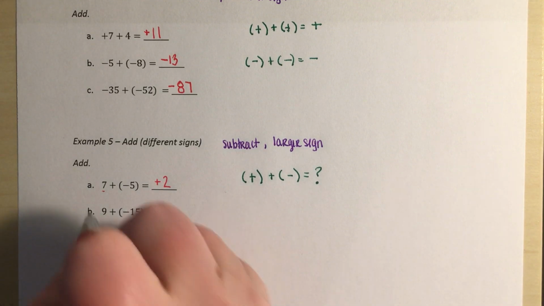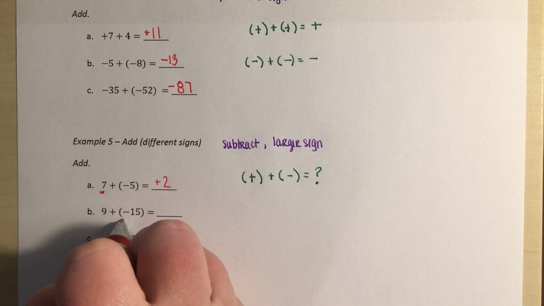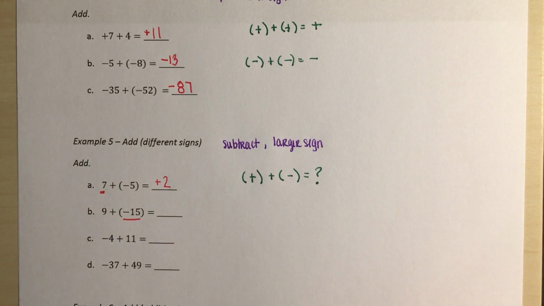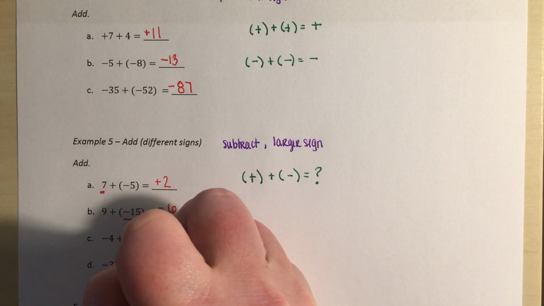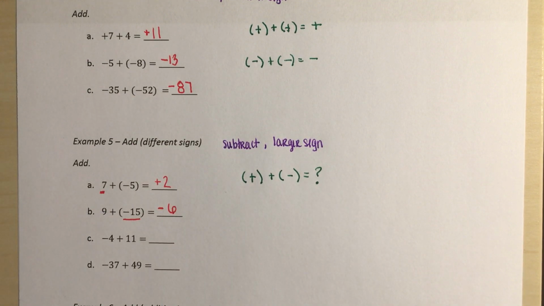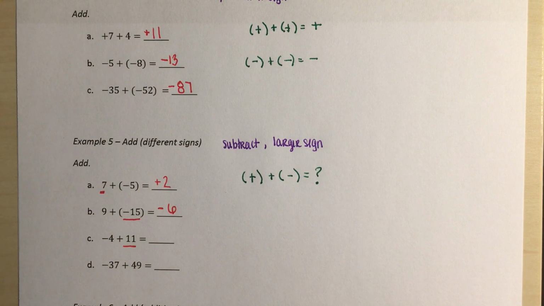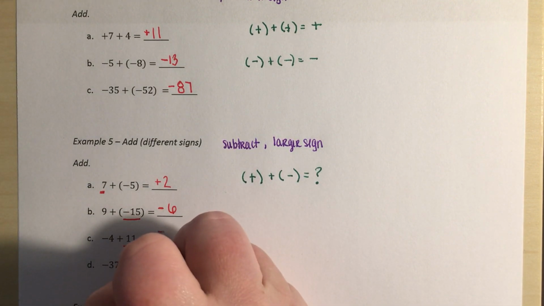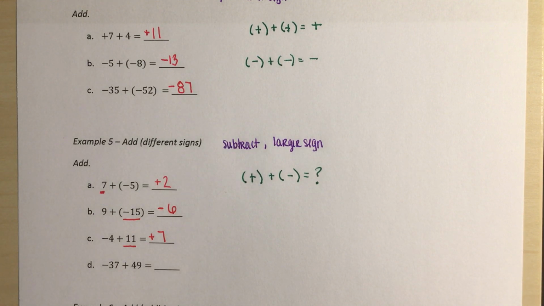Right, 9 plus negative 15. Well, negative 15 is our larger number. We're going to subtract. 15 minus 9 gives us 6. Our larger number is negative, so our answer is going to be negative 6. Right, negative 4 plus 11. 11 is our larger number. 11 minus 4 gives us 7. 11 is positive, so we have a plus 7.